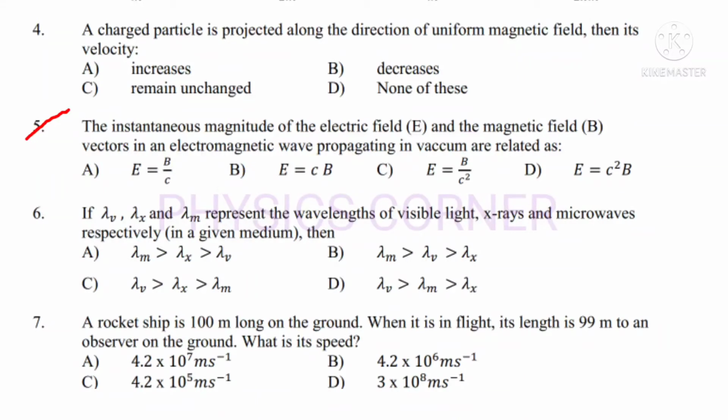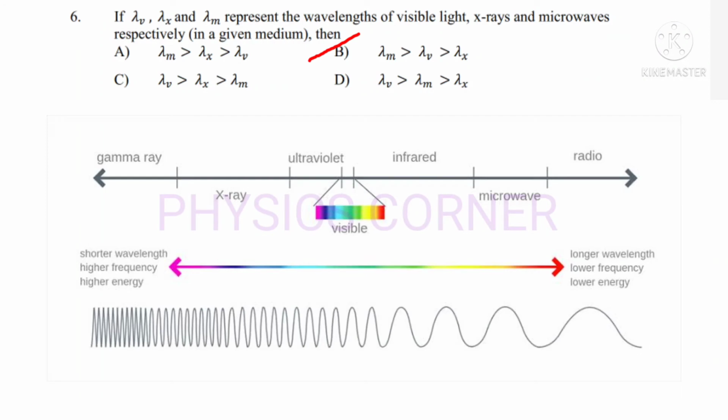Okay, sixth one. If lambda v, lambda x and lambda m represent the wavelengths of visible light, X-rays and microwaves respectively in a given medium, then which one of these is correct? Option B is the right answer. Because it's also a direct question. You have to be familiar with these regions of the electromagnetic spectrum. Look at the picture.